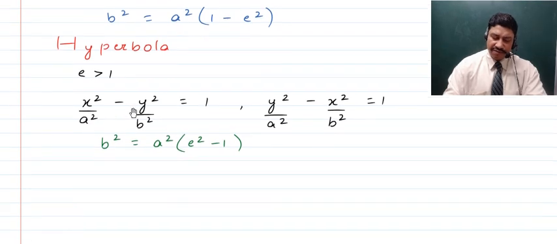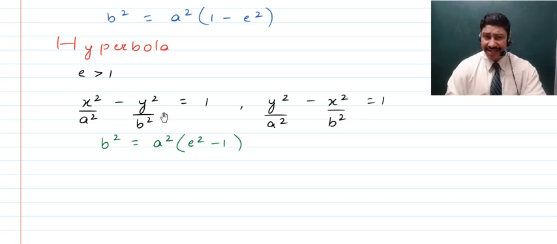However, if you have to check which type of conic it is for a hyperbola, then if the coefficients of x square and y square are opposite in sign, that means one is positive and the other is negative, then you can be sure that it is the equation of a hyperbola.